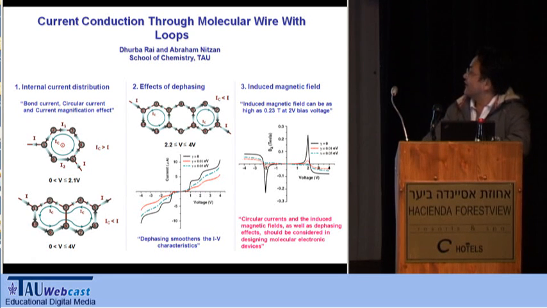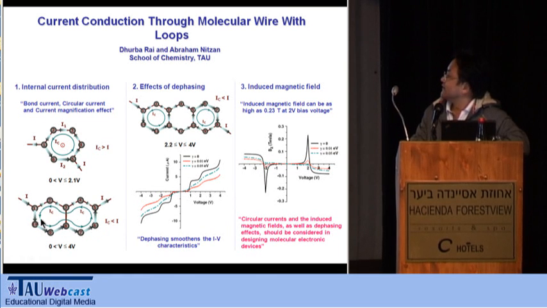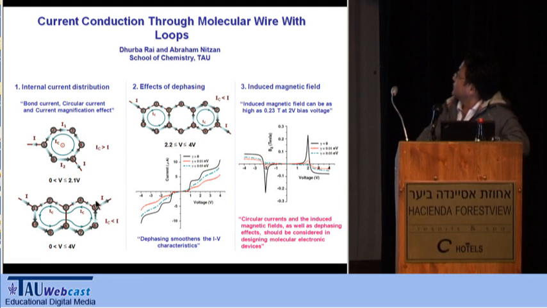Similar effect we have found in 2 loops also. These are the 2 loops. More interesting thing here is that you will not find current in this bridging bond, which is common to both loops. Rather, current will flow only in the periphery, only along the boundary, and the current IC is circular. Similarly, here also we found circular current in 3 loops sharing the boundaries.